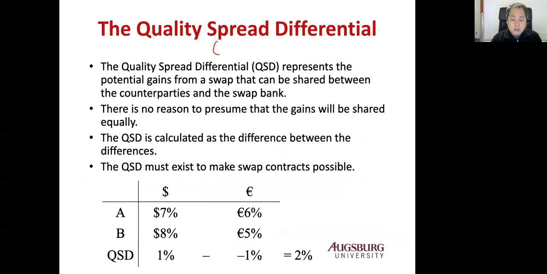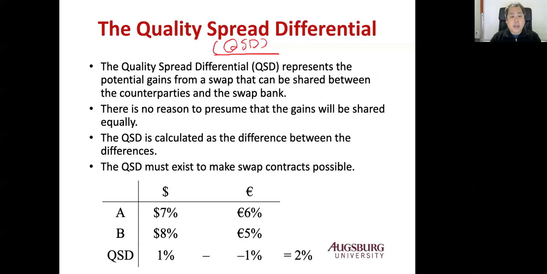So there's something called the QSD, which is the quality spread differential. The quality spread differential is the potential gain from the swap that can be shared between the counterparties in the swap bank. The gain does not have to be equal. QSD is calculated as the difference between the differences. And a QSD must exist to make a swap contract happen.